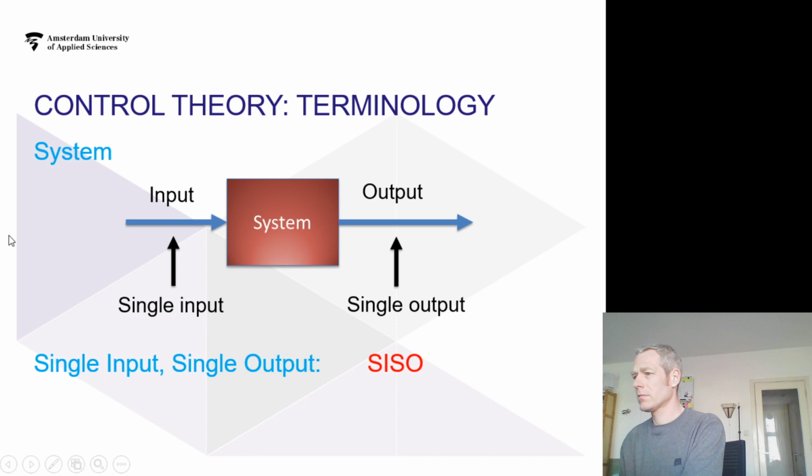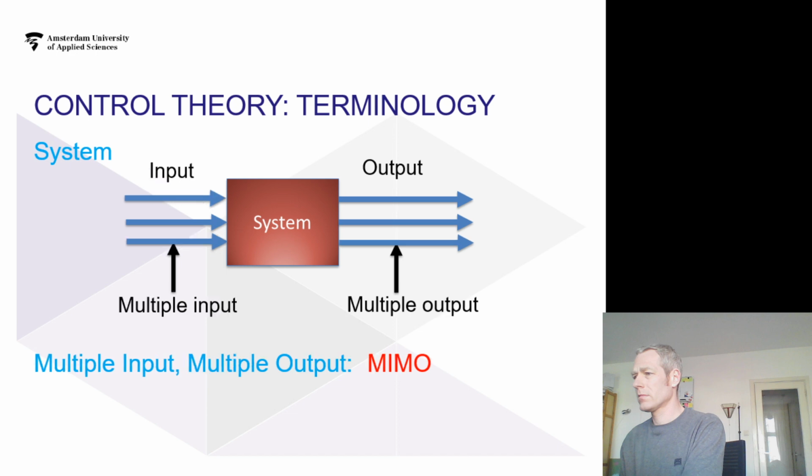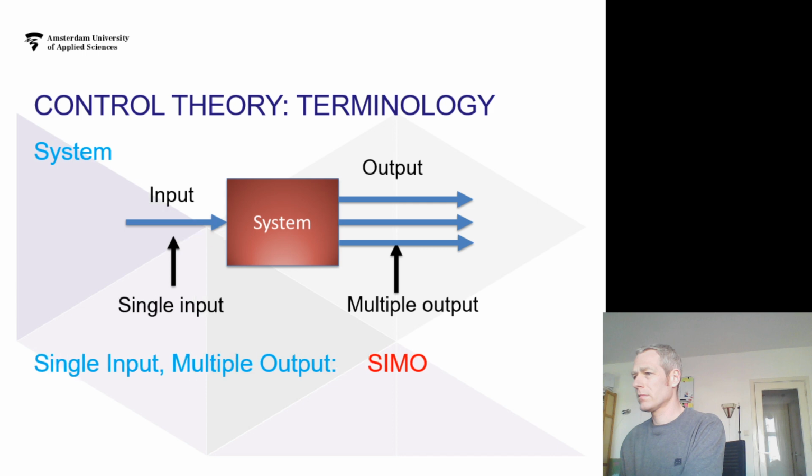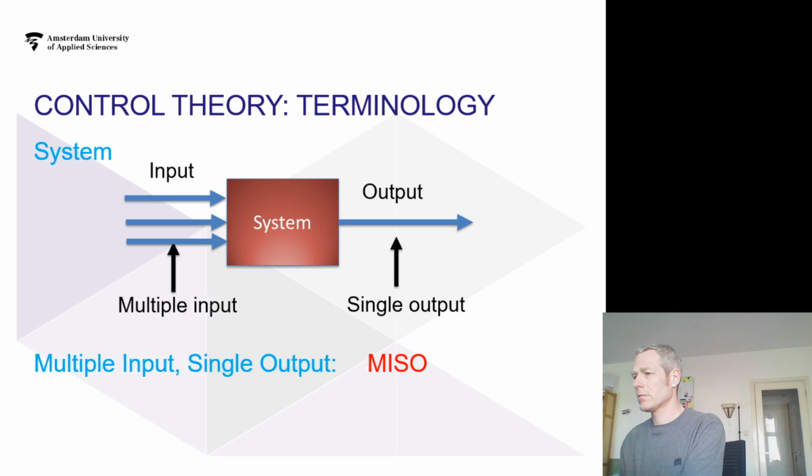Now, this example has a single input and a single output, and these are the systems that we will be talking about mostly in this course. But of course, there are different configurations. Here we have a single input, single output. You can also have multiple inputs and multiple outputs, or just a single input and multiple outputs, or multiple inputs and a single output. All of these have abbreviations that are rather self-explanatory.